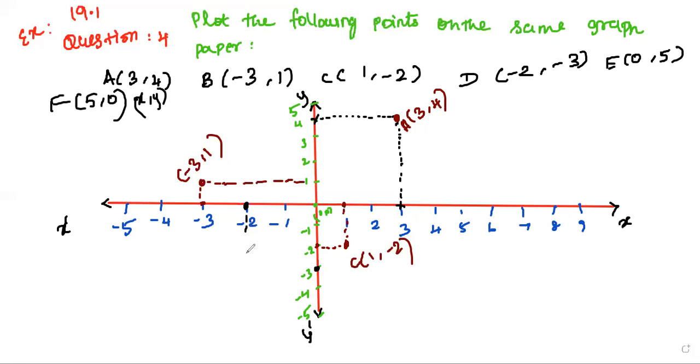So you just connect these two using a straight line. Actually, this is supposed to be a straight line. Sorry for my diagram. You will have it like this, and this intersecting point is (minus 2, minus 3). This is D. And E is (0, 5), which means 0 in the x-axis and 5 in the y-axis. Here you will have (0, 5). This is E.